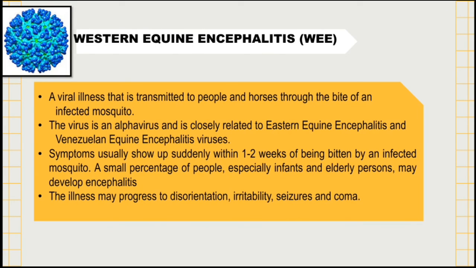Western equine encephalitis is a viral illness that is transmitted to people and horses through a bite of an infected mosquito. This virus is an alphavirus and closely related to Eastern equine encephalitis and Venezuelan equine encephalitis. The symptoms show up suddenly within 1 to 2 weeks of being bitten by an infected mosquito. Only a small percentage of people, especially infants and elderly persons, may develop encephalitis. The illness may progress to disorientation, irritability, seizures, and coma.